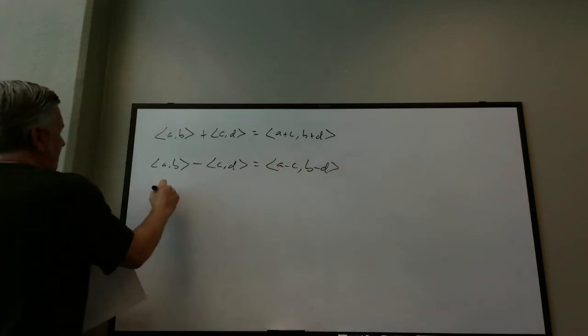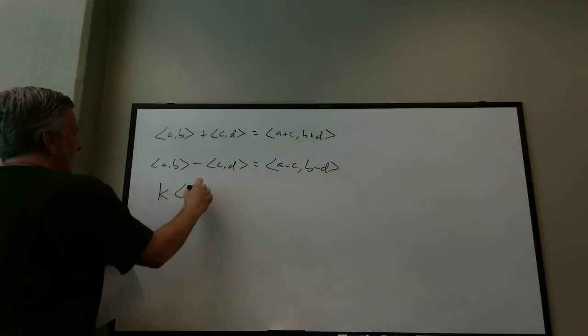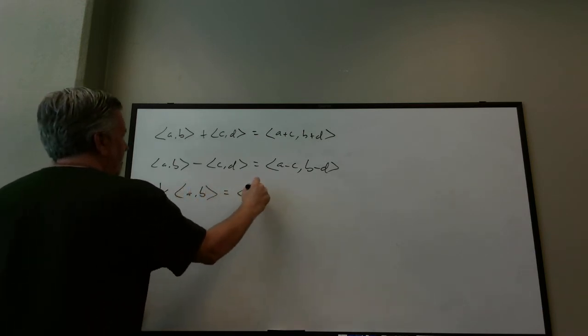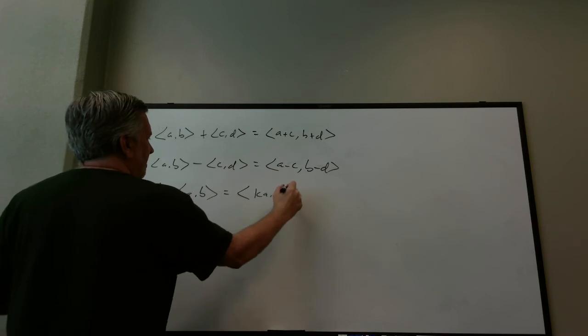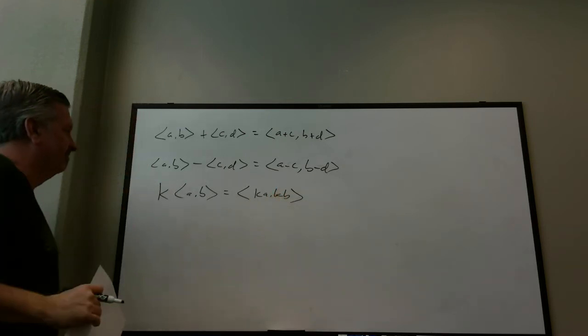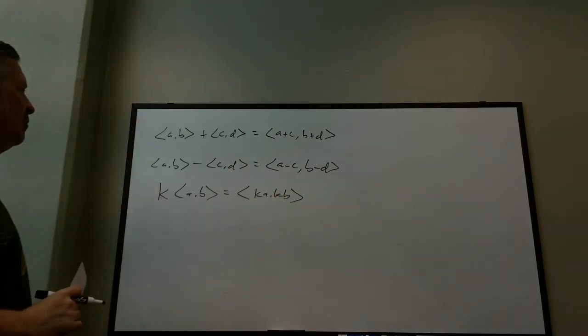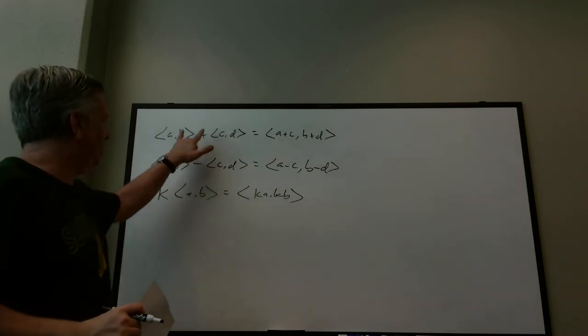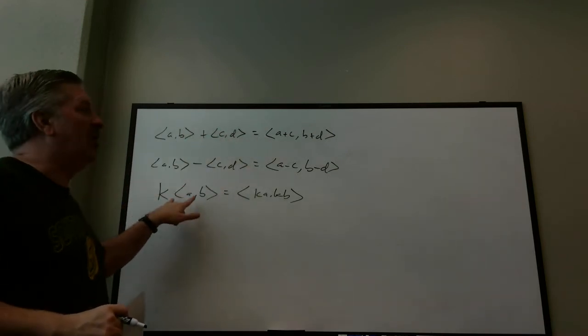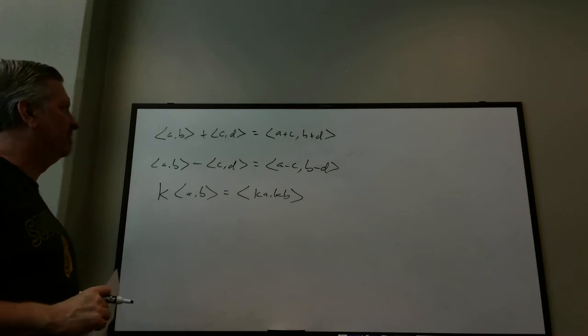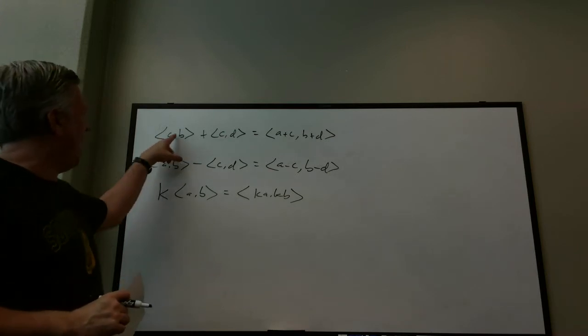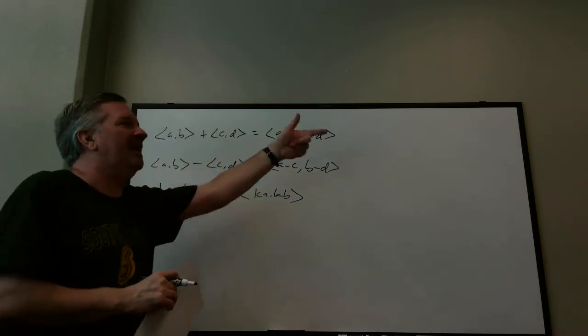And K is a scalar here. A scalar times a vector is the vector Ka, Kb, whether K is positive or negative. So notice what we're doing here. We're learning how to add and subtract and do scalar multiples of vectors without actually drawing the pictures. So you can add a bunch of vectors, get the answer, then draw the answer if you wanted to.